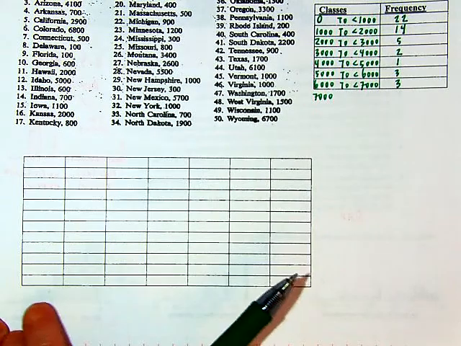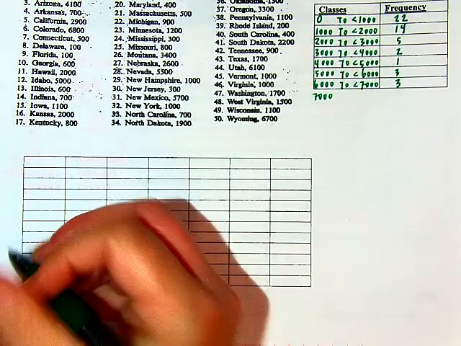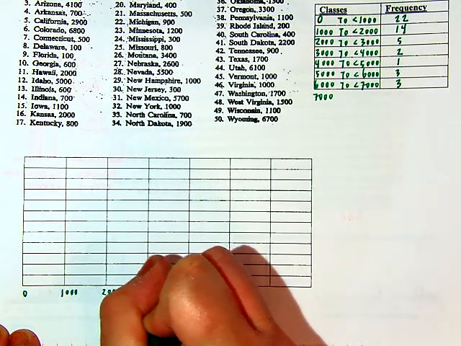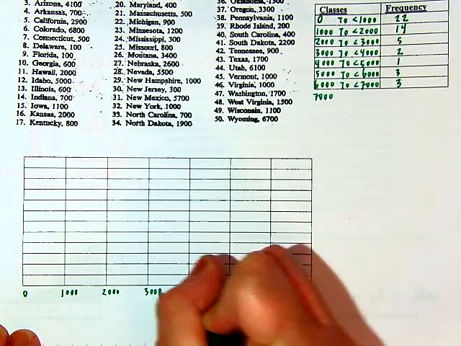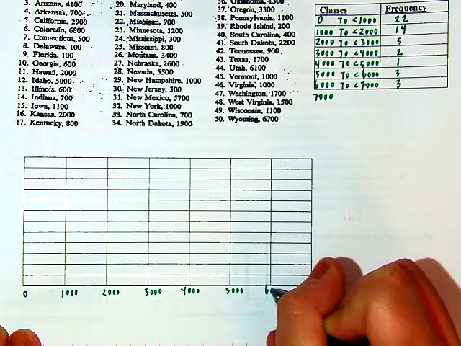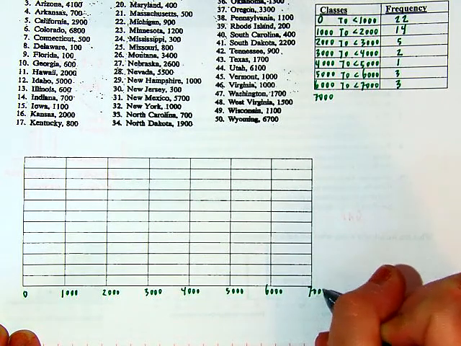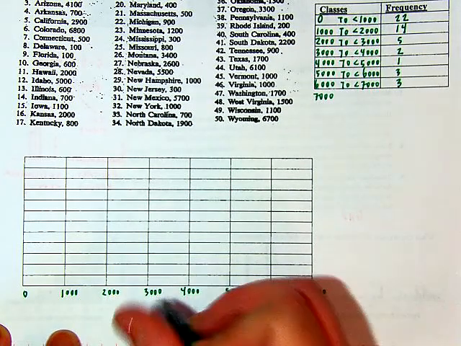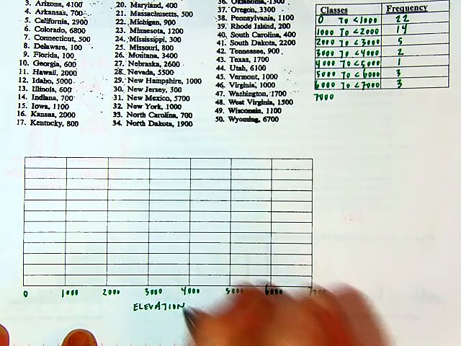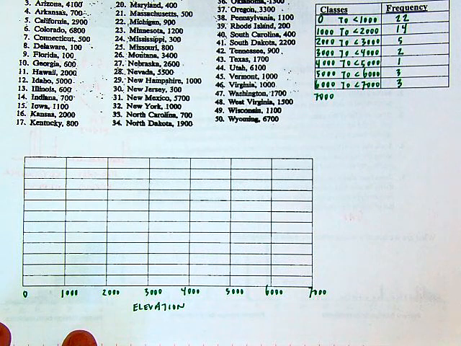My x-axis is the elevations. So I'm going to start at 0 and go by 1,000s. Mark it. Context is crucial. So here we're looking at elevation. The y-axis is our count, our frequency, but we could also do it as relative frequency too. But here we're just doing it as frequency. That's what we were given. We were given the counts.